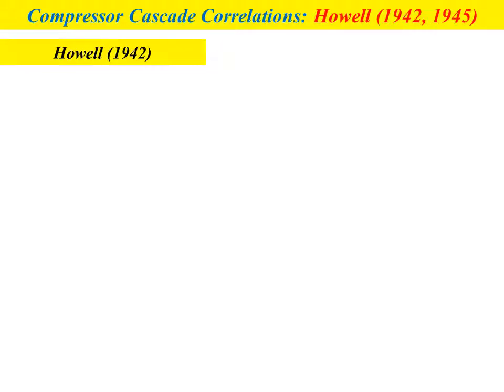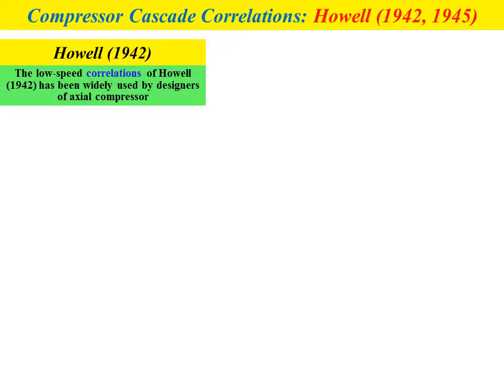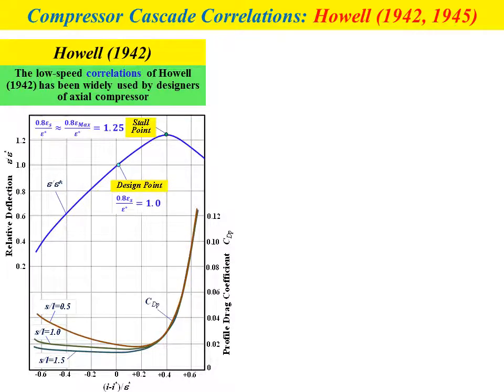Okay, for Howell 1942, the low speed correlation of Howell 1942 has been widely used by designers of axial compressors. So the graph shows one of the results obtained by Howell 1942, and this graph we already discussed when we discussed the off design performance for the compressor cascade. Okay, so based on this graph, I will explain a few correlations that were introduced by Howell.